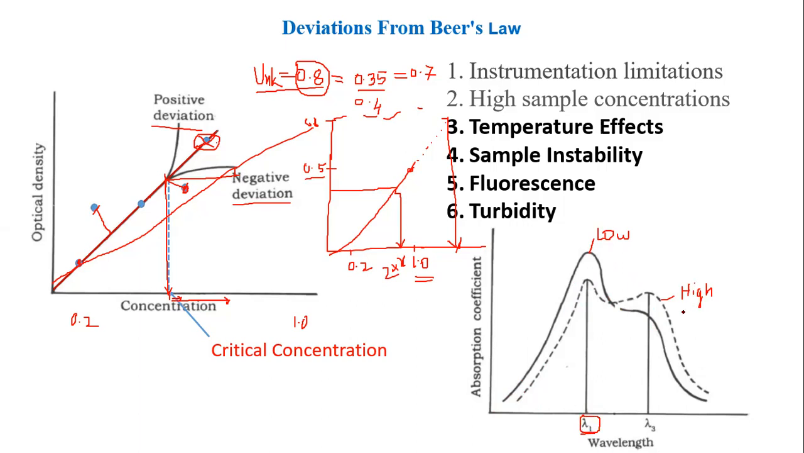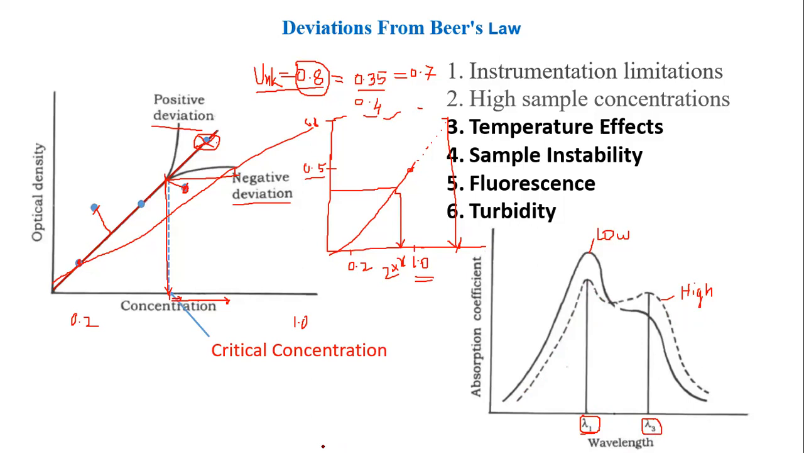And at high concentration, the same sample behaves differently and has a different pattern of absorption. It continues to absorb at lambda 1, but it also starts to absorb at a different wavelength, and that is lambda 3. This much is fine? Yes, sir.